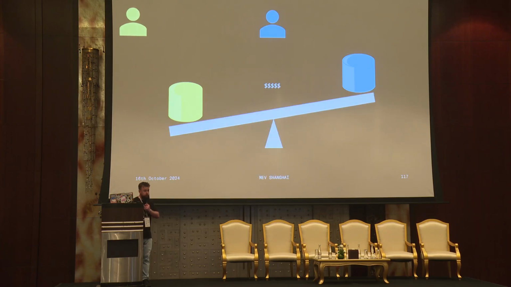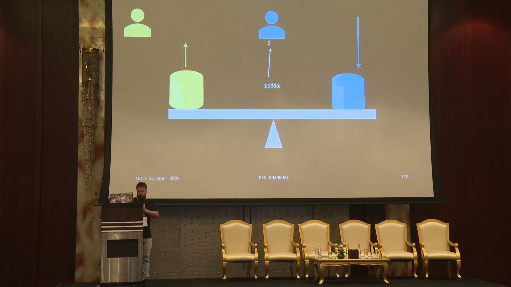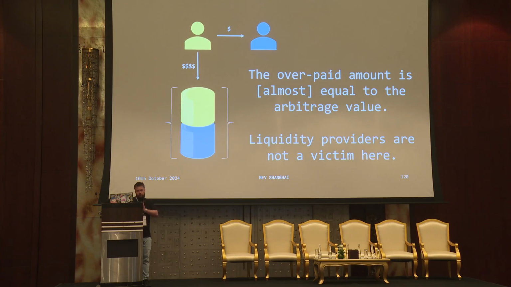Now, the arbitrageur can come in and do something. And it's not malicious in nature. All they have done is notice that there are now two pools out of balance, and they then bring them back into balance by trading against them both. And that means that they're now quoting the same marginal rate, give or take, and they get to extract a little bit of value from that process. So the overpaid amount is basically equal to whatever the arbitrageur is extracting. And liquidity providers do not lose any value here.